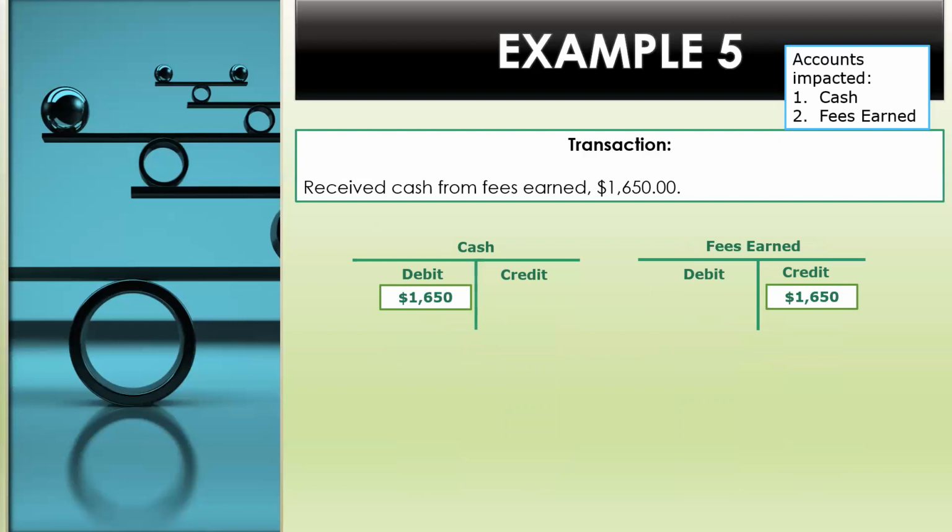Let's look at example 5. This business transaction states, received cash from fees earned in the amount of $1,650. The two accounts we have here that are impacted are cash and fees earned. And you can see that this business transaction has both a debit and a credit entry.